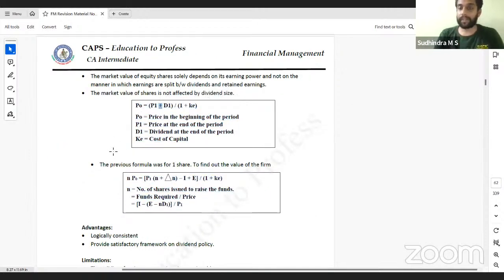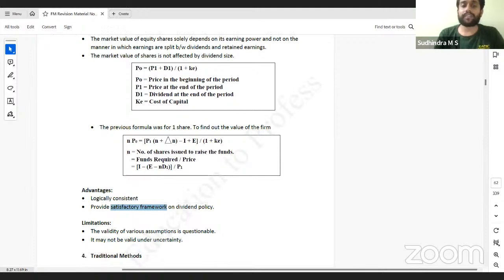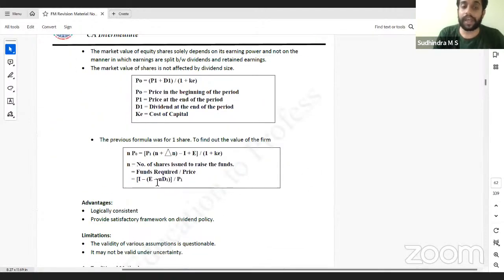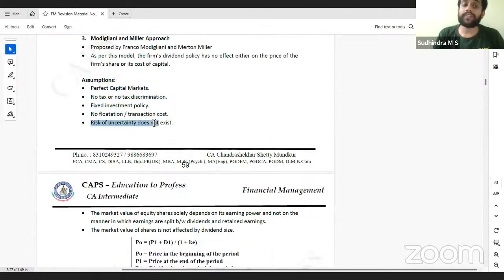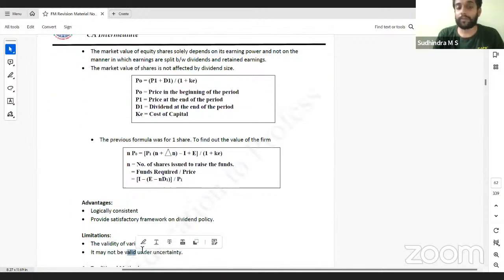Modigliani and Miller. What's the advantage? It's logically consistent and provides a satisfactory framework on the dividend policy. Then what is the limitation? The validity of various assumptions is questionable. Certain assumptions are questionable. And since one of the assumptions is risk of uncertainty does not exist, in case of uncertainty, it might not be valid. That's the disadvantages of Modigliani and Miller.